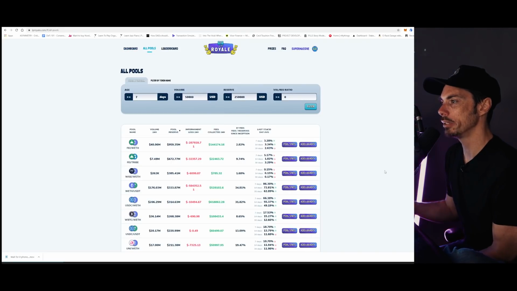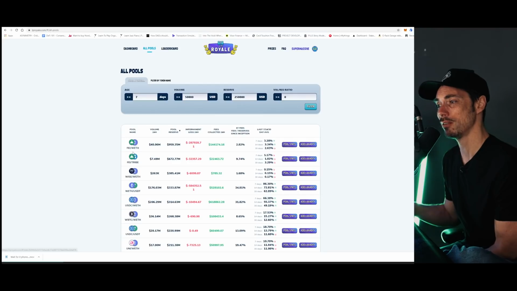So now we're going to have a look at the liquidity pools. And here you have the different pairs that are available to us. So we've got a Fei WETH pool.